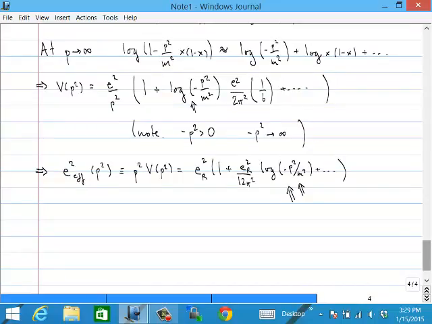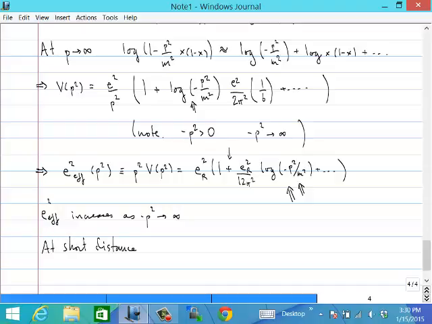But there's something very important that we should conclude from this formula. It comes from this sign here, this positive sign right here. In particular, we see that the effective value of the electric charge increases as p squared goes to infinity. So at very short distances, the effective value of the charge increases.